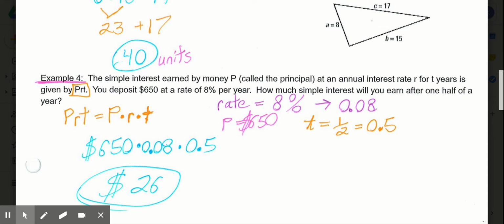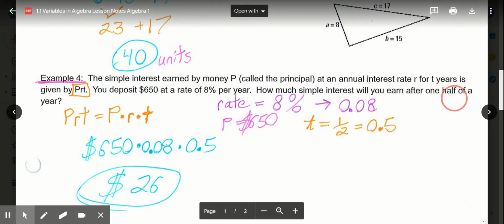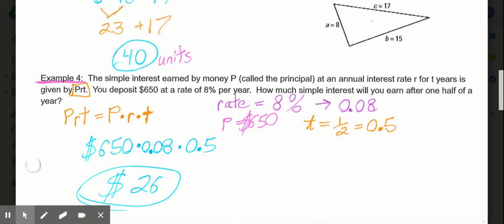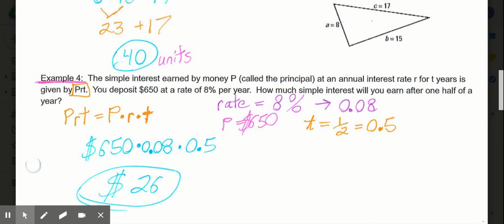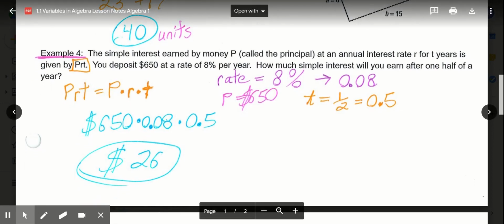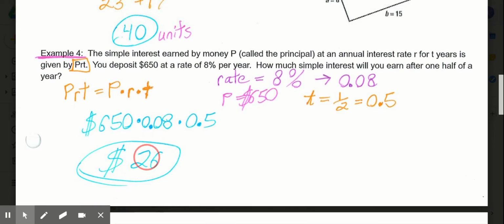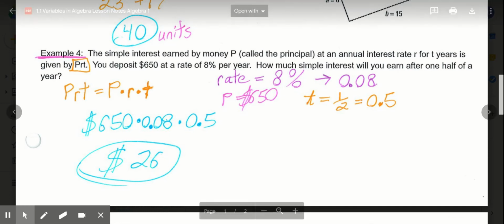And then our amount of time. How much simple interest will you earn after 1/2 of a year? So our time is 1/2 or 0.5. So when I set this up, it's 650 multiplied by 0.08 multiplied by 0.5. And that gives us our simple interest of $26.